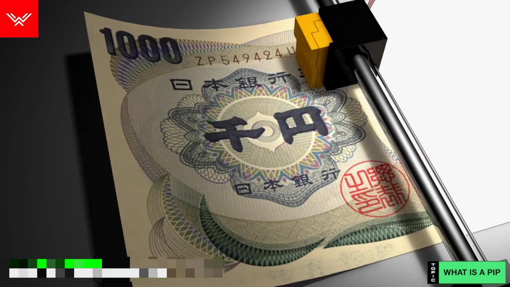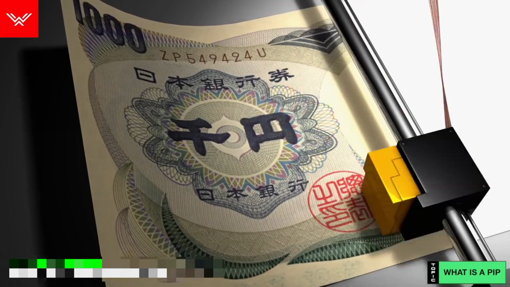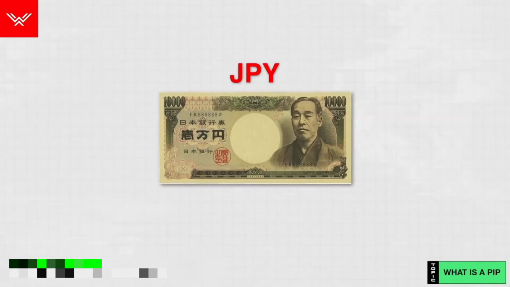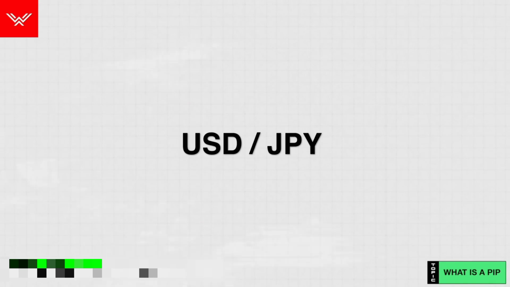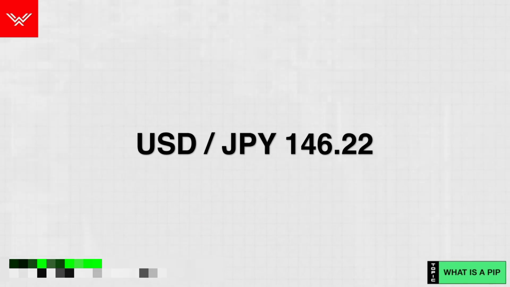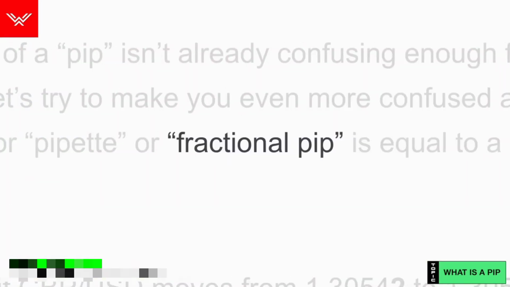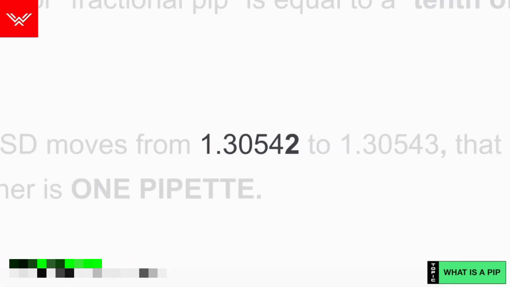However, some exceptions buck this trend, such as with the yen-crossed pairs. The Japanese yen is often quoted to 2 decimal places. So a 1 pip gain would be 146.22 rising to 146.23. There is also a pipette, which is a fractional pip that is 1/10 of a pip and is represented by the 5th decimal place.